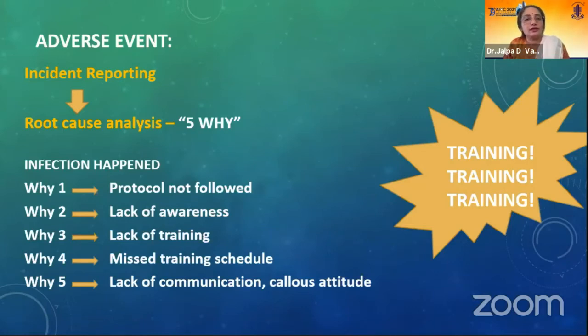So say infection happened. Why did it happen? Because protocol was not followed. Why was the protocol not followed? Because there was a lack of awareness. And finally, you come to the conclusion that there was a lack of communication. So now how to rectify this? By repeated training of all the staff and making them aware of the importance of infection control practices.